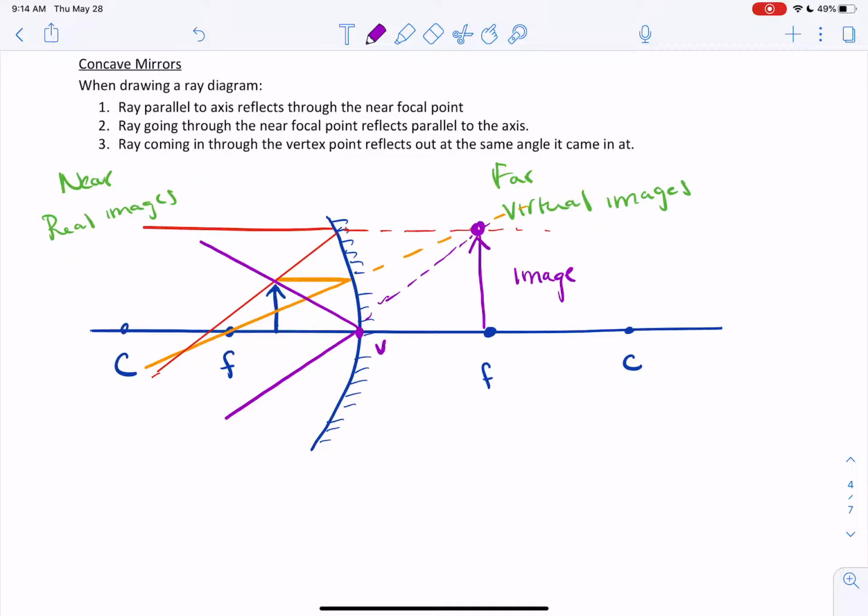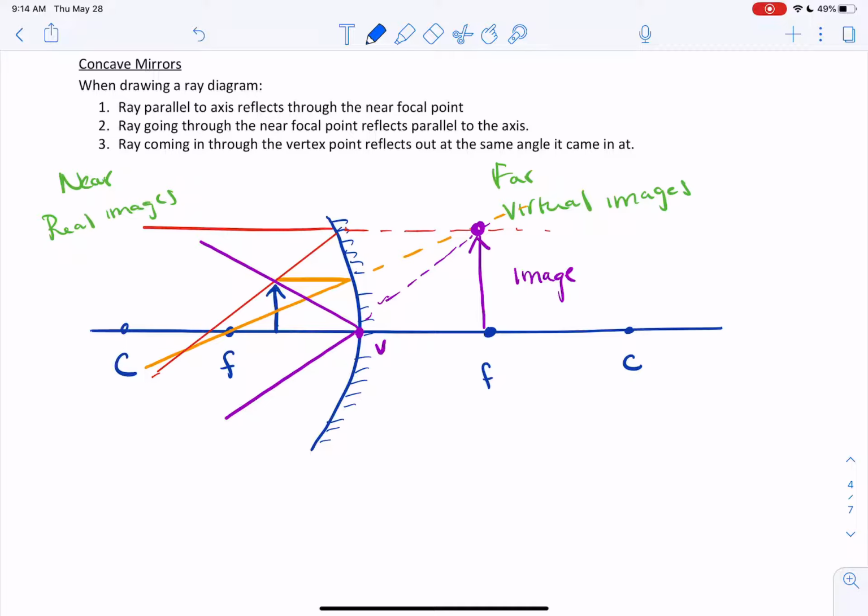So what we did here was we drew 3 rays: the ray parallel to the axis that reflects through the near focal point, which we continued back behind the mirror; the ray coming through the near focal point that bounced off the mirror and goes out parallel, which we continued back; and the ray that comes in through the vertex and reflects at the same angle, which we also continued back. They all should meet at one point, and then you can draw a line connecting that point to the axis, and that would be your image, okay?